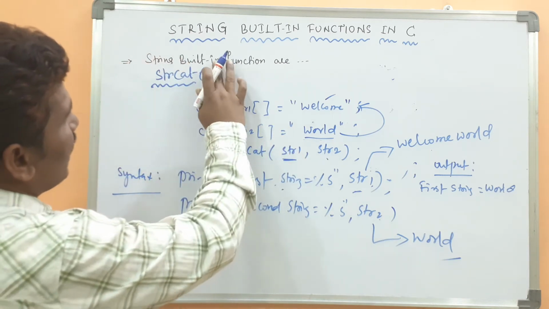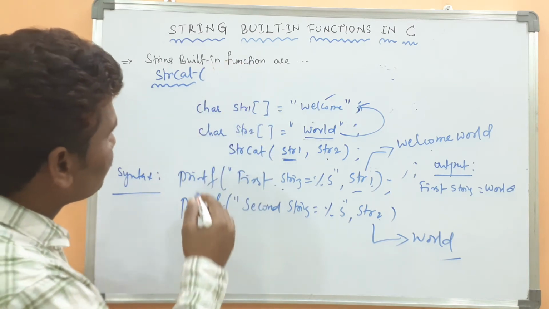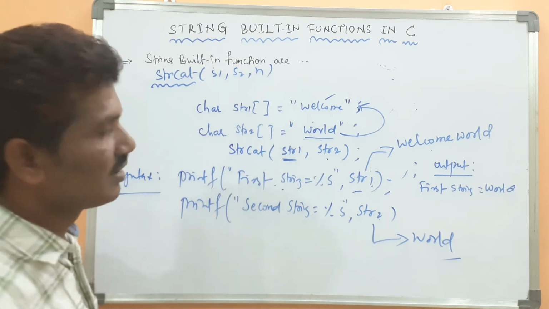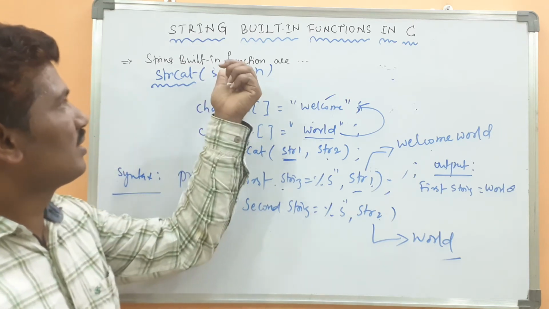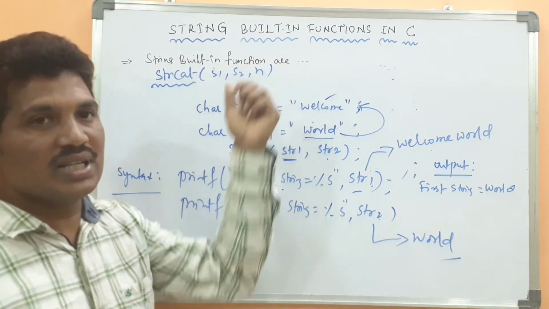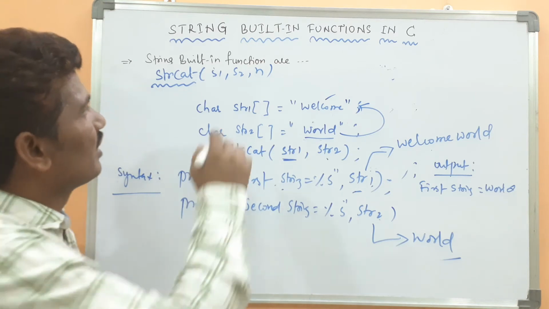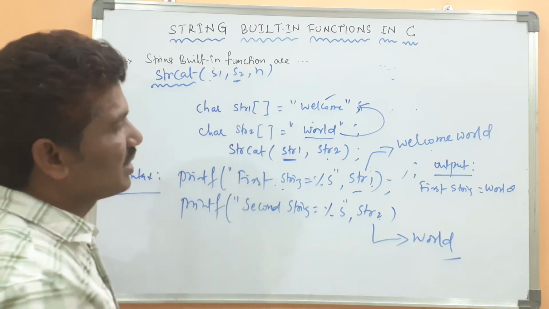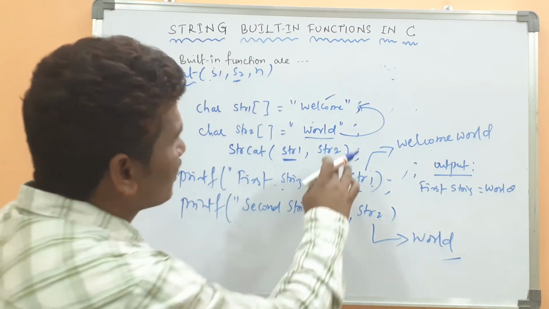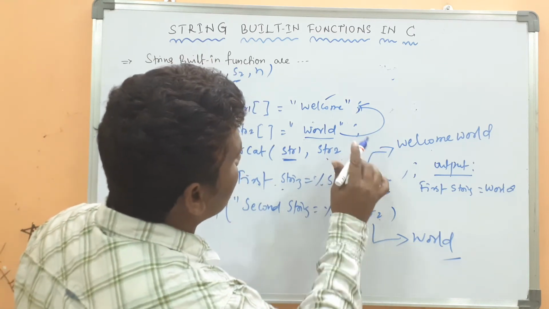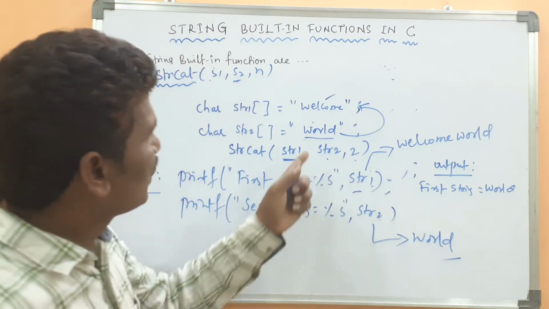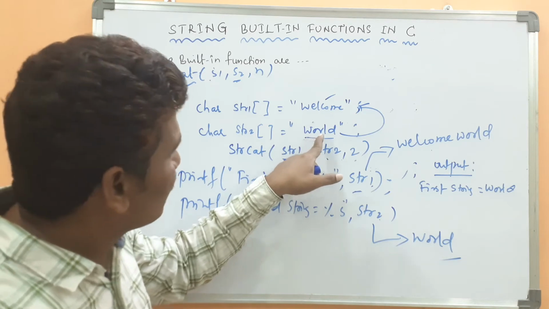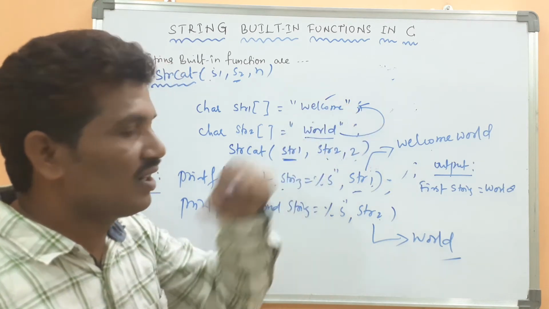Then here another one is also there: strncat, string s1, s2, n. String 1, string 2, n means the number of characters that can be appended. The number of characters from string 2 can be appended at the end of string 1. If it is 2 here, only the first 2 characters from string 2 can be appended at the end of string 1.